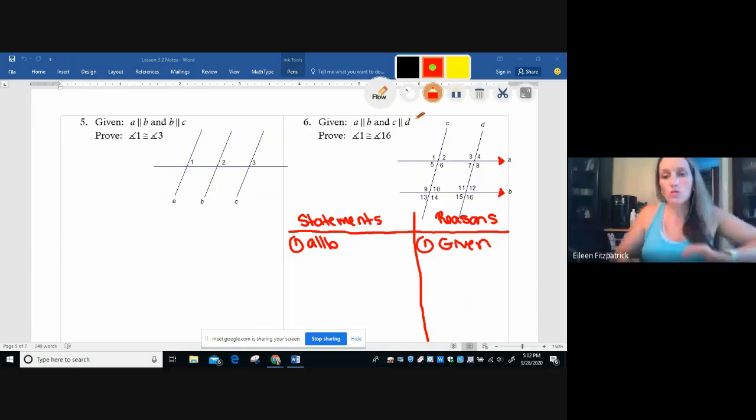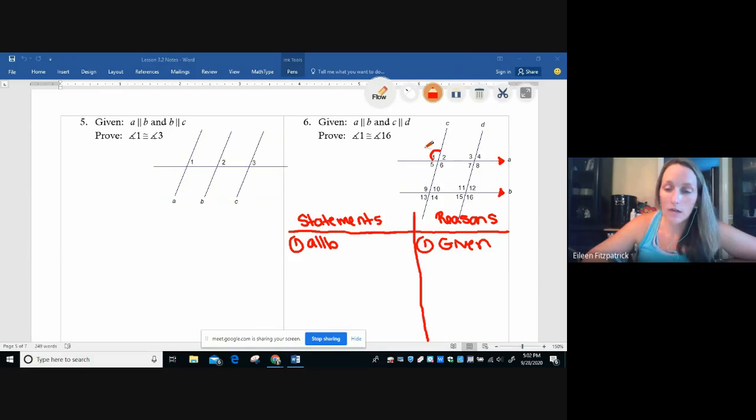So let's look at what we're trying to prove. We're trying to prove that 1 is congruent to 16. So maybe start with angle 1 and tell me about angle 1 and another angle on the diagram. Okay, you could say like angle 1 is congruent to angle 9. Let's start there. Angle 1 is congruent to angle 9. And why do you know that? They're corresponding angles. So let's start with that.